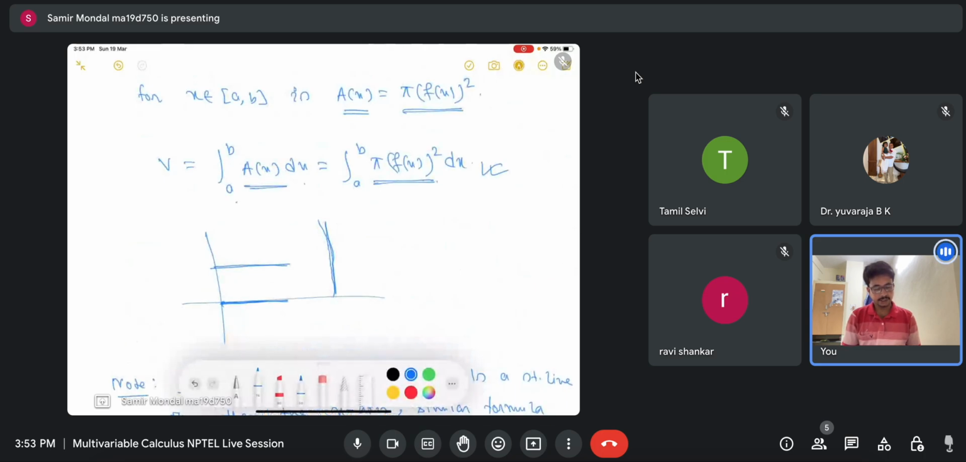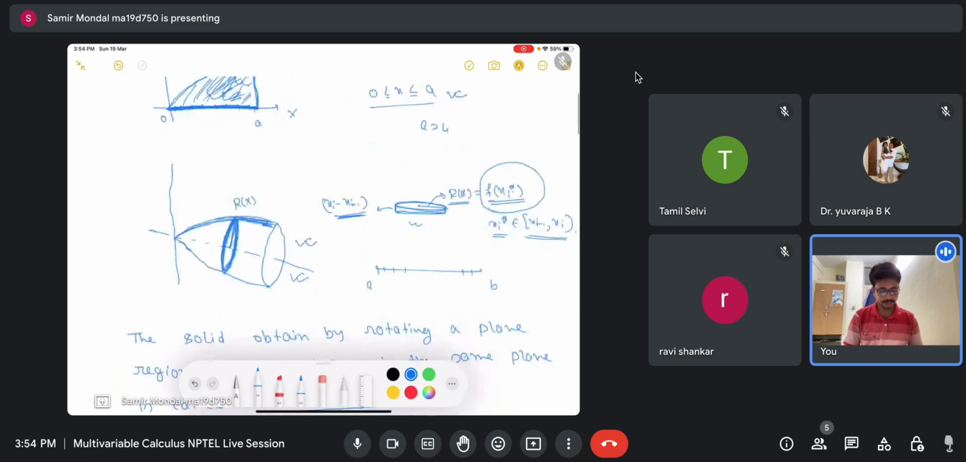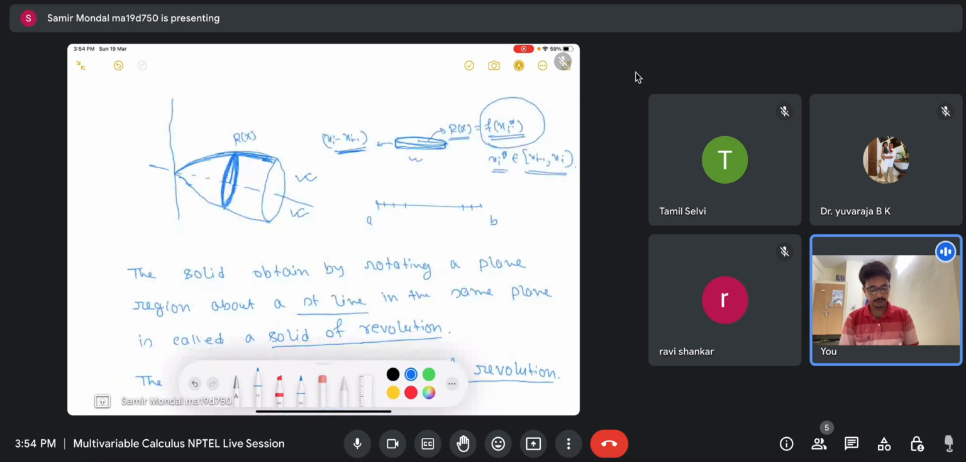Ultimately we get this formula if your region is this one, and this plane region revolves around the x-axis. We get this formula where f(x) is your curve, y = f(x). Here r is f(x); this height is f(x), taken as the radius. If you go through our derivation, this is your solid of revolution.